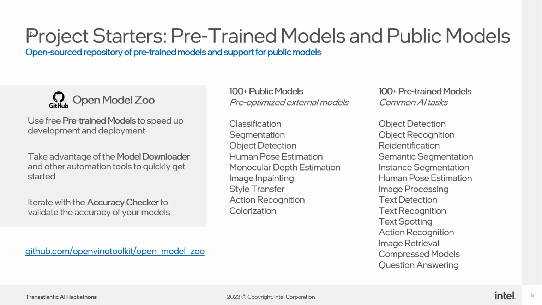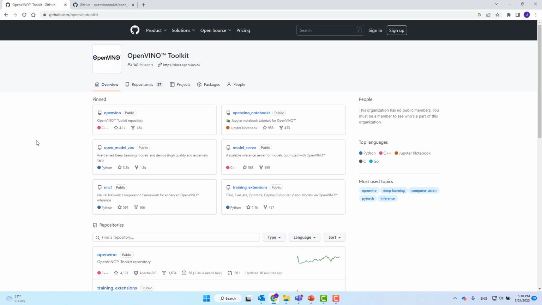We have over 100 public models that were developed out in the industry, publicly available on things such as classification, segmentation, object detection, and more. And we have over 100 pre-trained models from Intel as well for a variety of use cases, including text detection, recognition and spotting, action recognition, image retrieval, and many more. Visit github.com/OpenVINO Toolkit/open_model_zoo. And that's what we'll do right now.